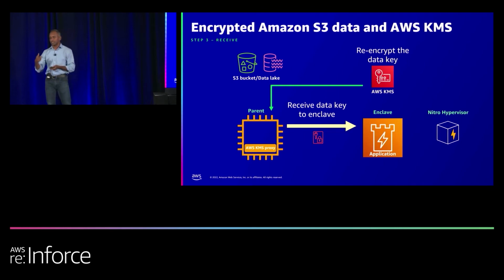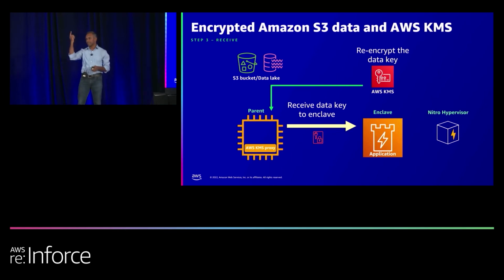Once all of that processing and computation is done, you can pretty much reverse this whole process. You can encrypt the data all over again and send it back to wherever you want to store it, depending on whatever you wanted to do with the data. But the key point here is the parent instance never saw anything plain text. The enclave was the only one in this data flow that saw plain text.